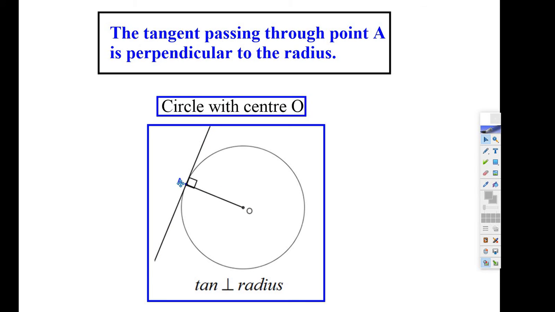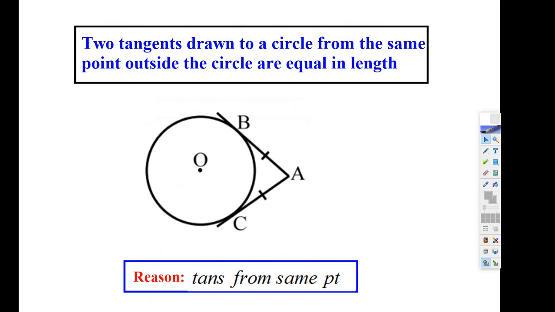So if you've got a tangent line to a point, and that point is connected to the radius, it's got to be 90 degrees or perpendicular, and that's a pretty useful reason to use. And you can write tangent perpendicular to the radius. You use it all the time. Here's another one that gets used a fair bit.